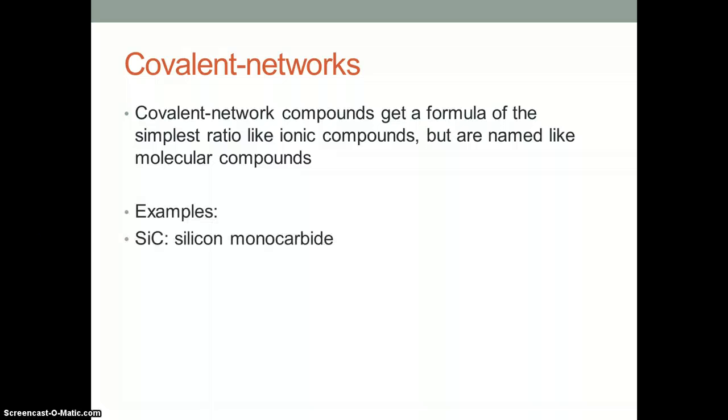So for example, if we have SiC, that'd be silicon monocarbide, because silicon, we have only one of them, so we don't need to give a prefix, and that's our first element. And then we have one carbon, so that's where we get the mono. Carb is the root word of carbon, and then we add the "ide" to it. So you can practice with these other covalent network-based compounds. And again, the answers are on the class site.